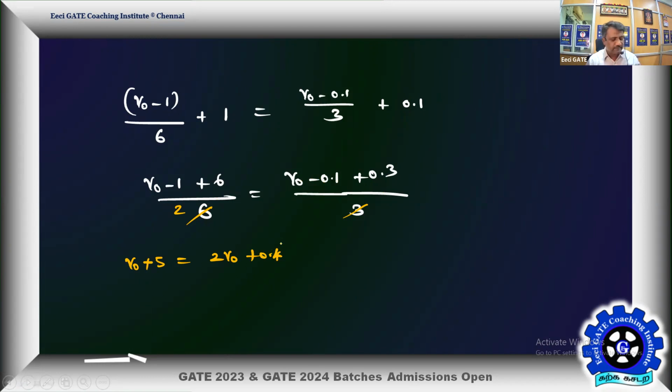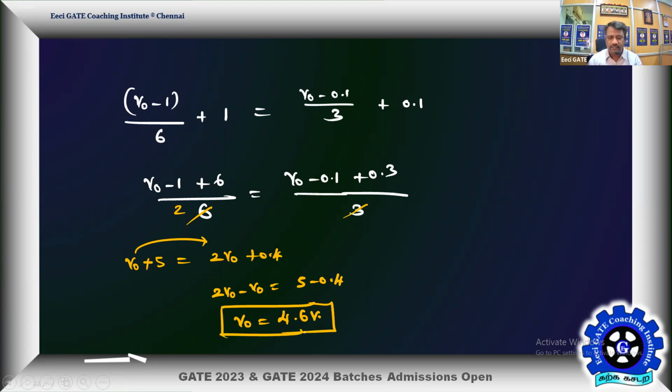So the result is going to be, I'll write 2 V0 minus V0 that is equal to, pushing V0 this side, 0.4 this side. So 5 minus 0.4 volt. So then V0 is equal to 5 minus 0.4. That is going to be 4.6 volt. So that's what we are getting.